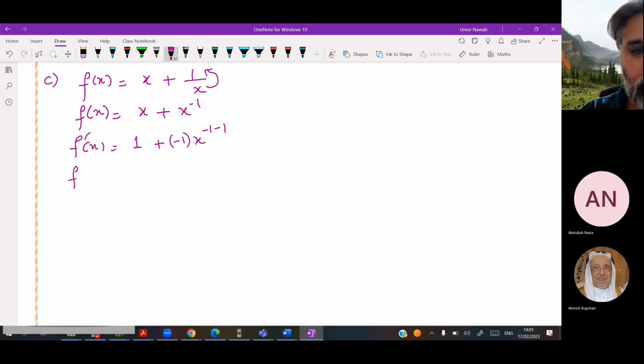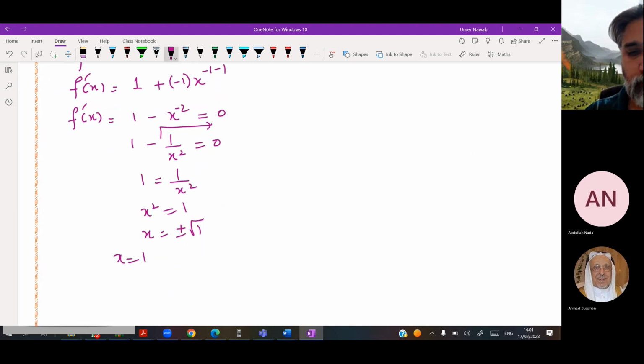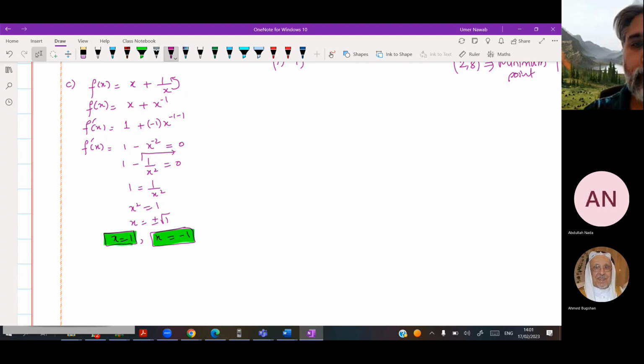So f dash of x is 1 minus x raised to -2. We need to put it equal to 0 to get the stationary points. I can write it like this. Then I send it to the right-hand side, then cross multiply, then take square roots. And I got x equals 1 and x equals -1. These are the x coordinates, and I need to find the y coordinates as well. For this, I need to plug them into the original function.